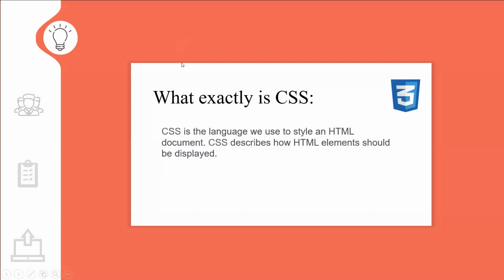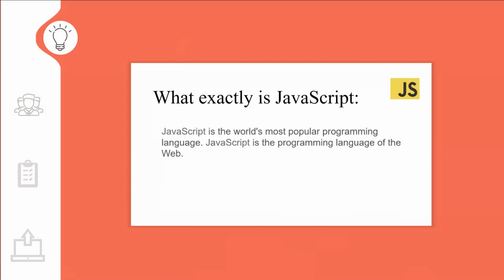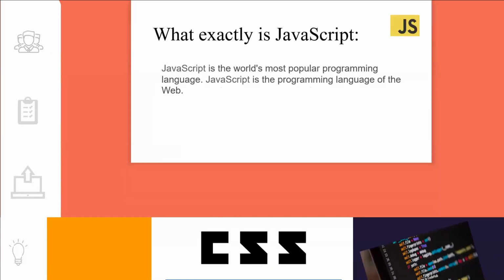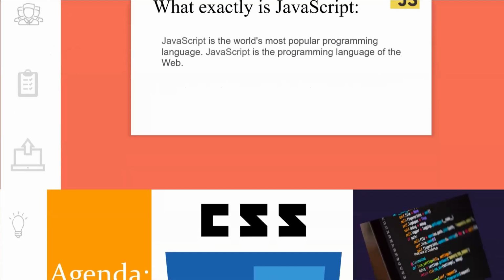Now let me tell you what CSS is. We use CSS for styling what you have written in HTML. JavaScript, we use JavaScript to give functionalities to it. And our agenda for today is to build a front end web page.